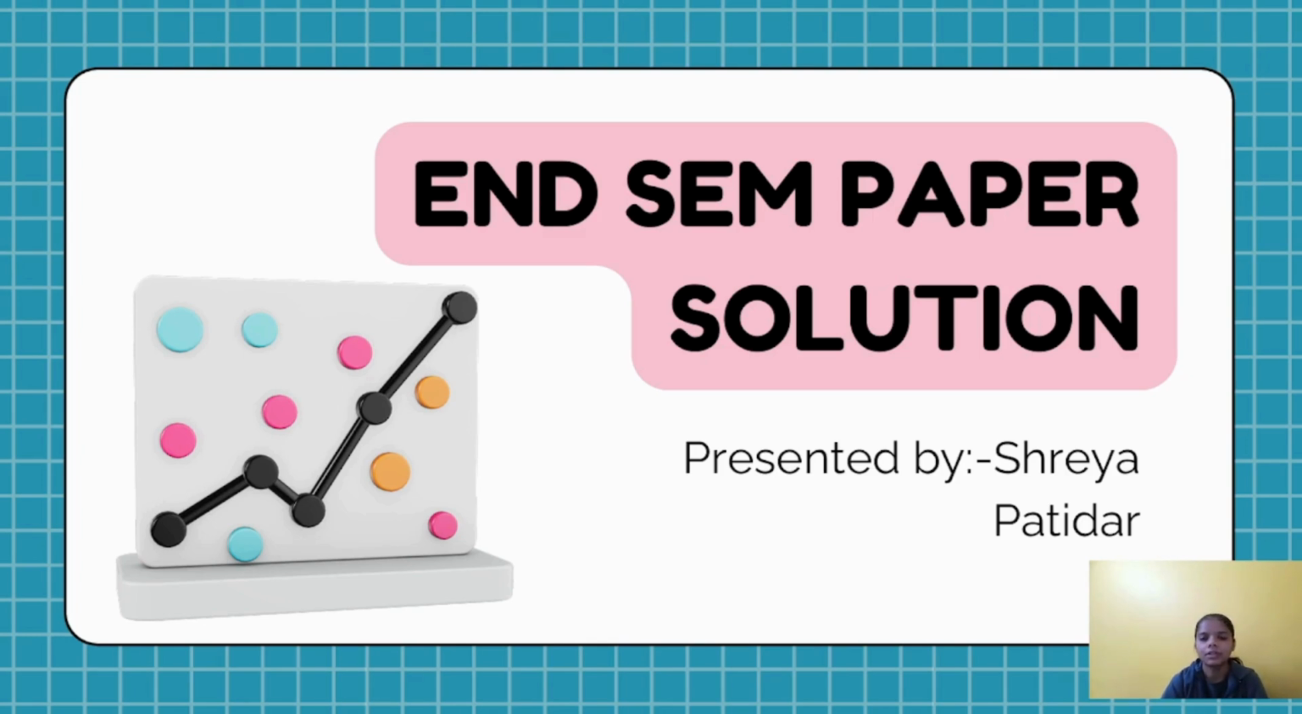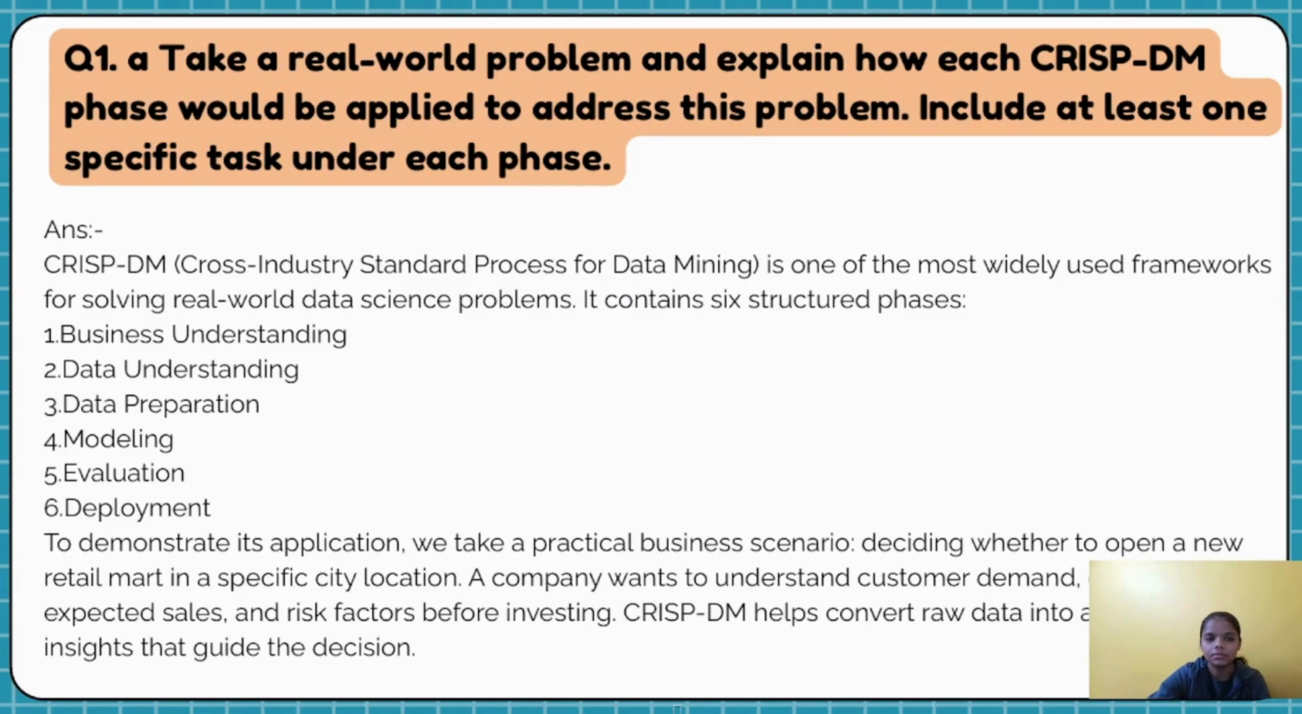In this video, we will cover an exam paper solution. Question number: take a real world problem and explain how each CRISP-DM phase would be applied to address this problem. Include at least one specific task under each phase.